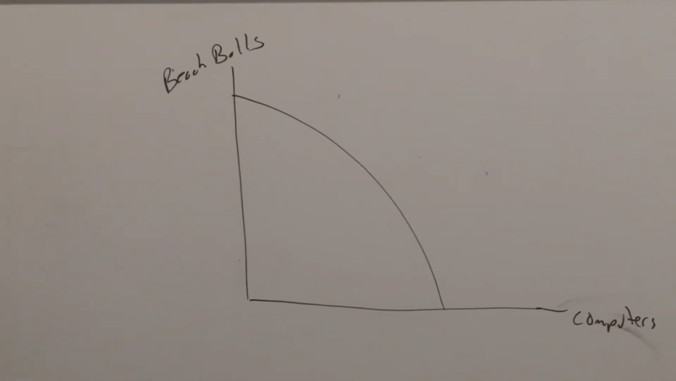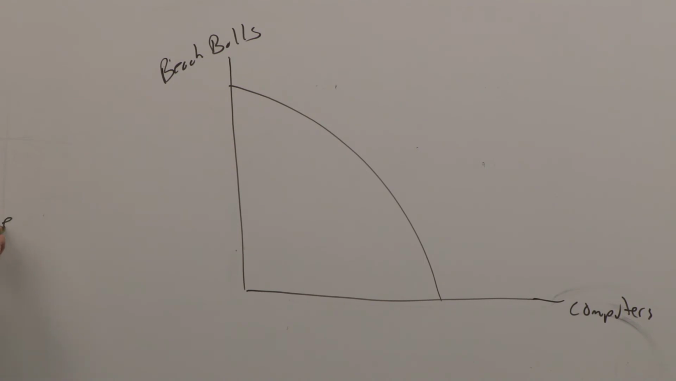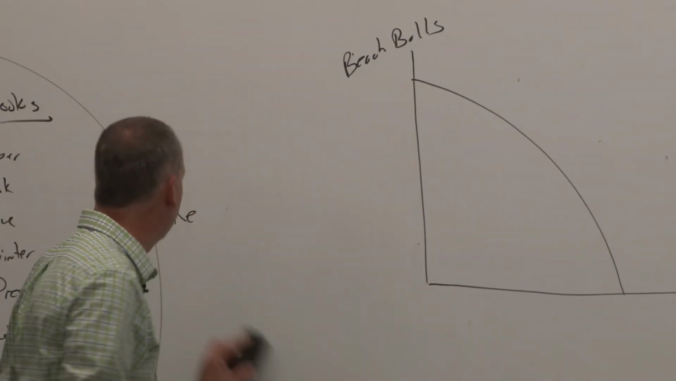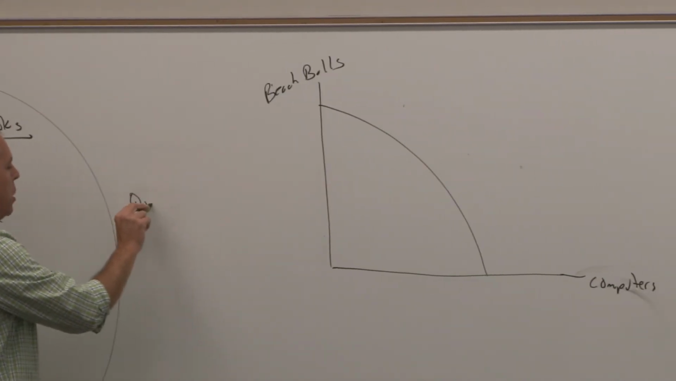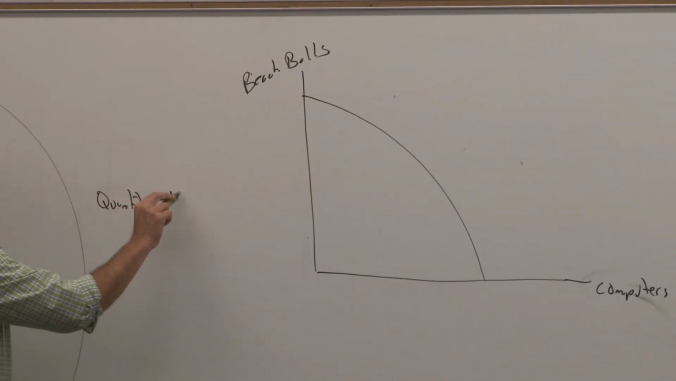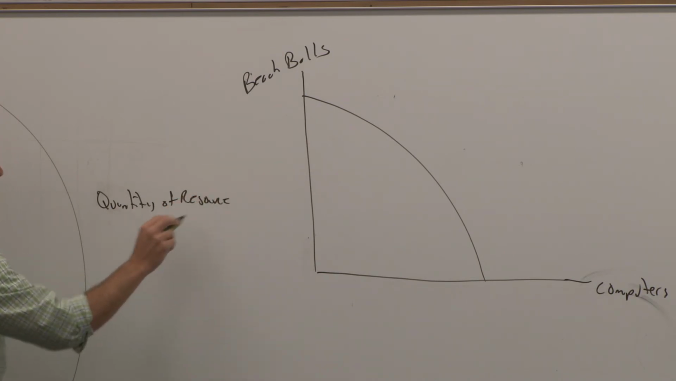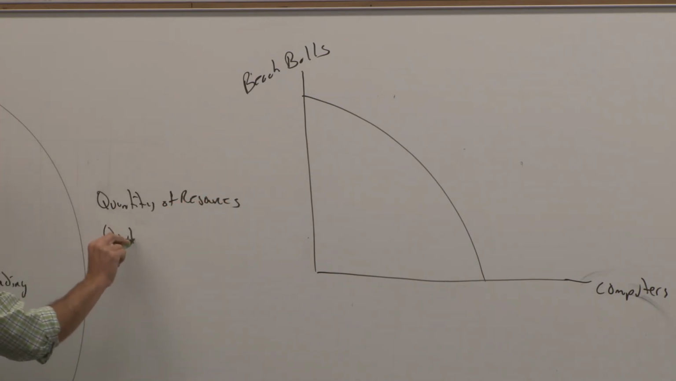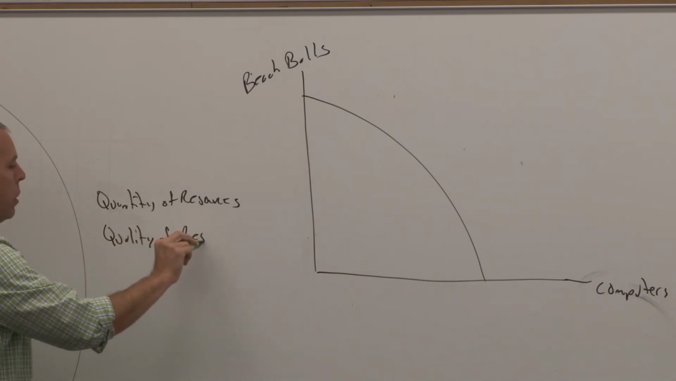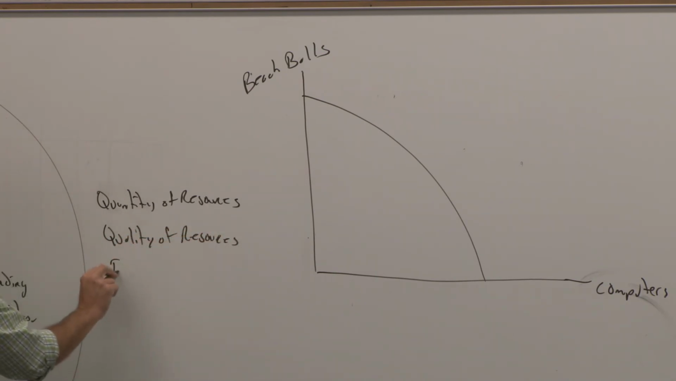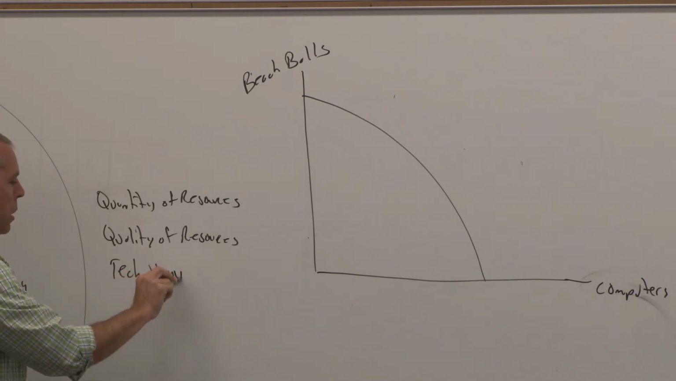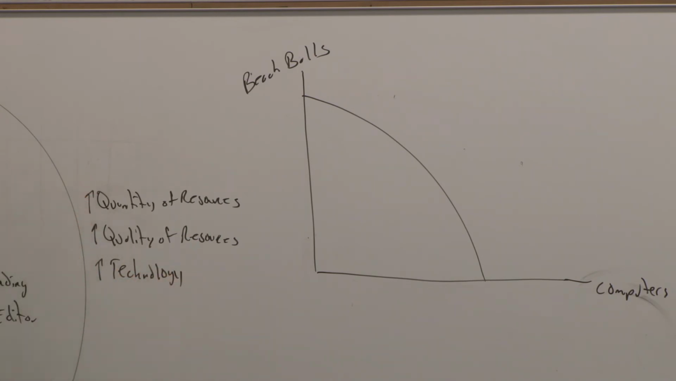Okay. So if we see a change here in our level of resources, our quantity of resources, or a change in our quality of resources, or our level of technology. Remember, technology is just knowledge of how to turn resources into goods and services. That has nothing to do with computers. Then we're going to see this production possibilities curve shift out.